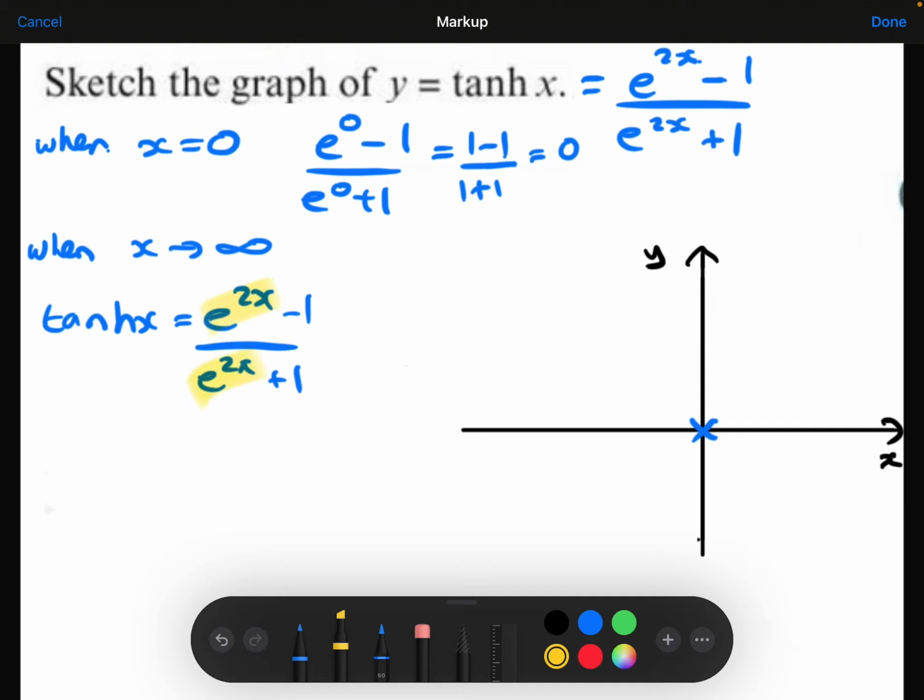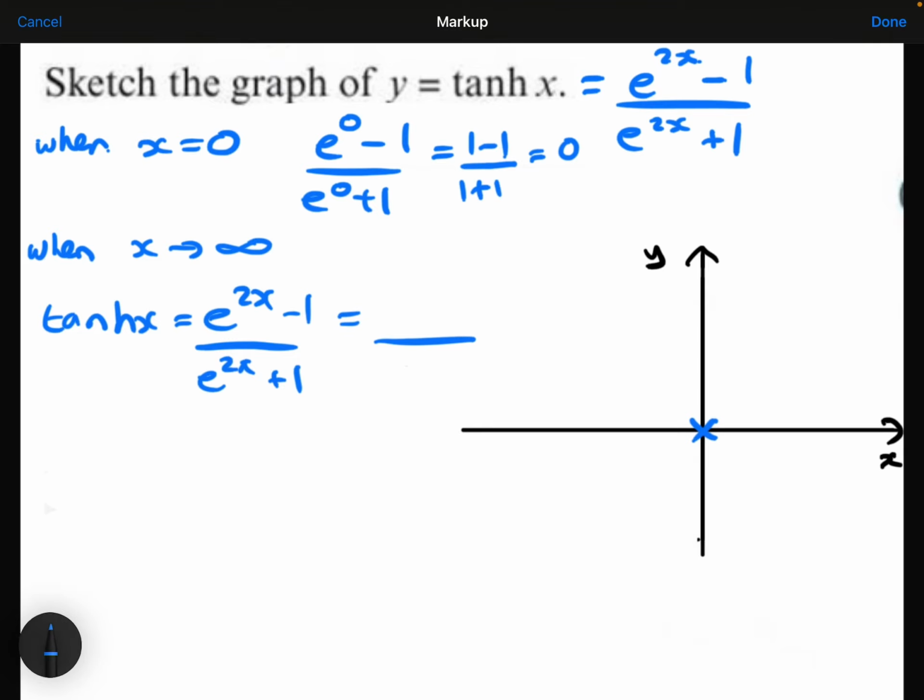I'm not sure what that's going to become. I'm not sure what that graph's going to look like. But if I do a little trick, and I divide everything on the top and everything on the bottom by e to the 2x. So e to the 2x divided by e to the 2x is 1. The 1 divided by e to the 2x is 1 over e to the 2x. On the denominator, the e to the 2x divided by e to the 2x is 1, and the 1 divided by e to the 2x is 1 over e to the 2x.